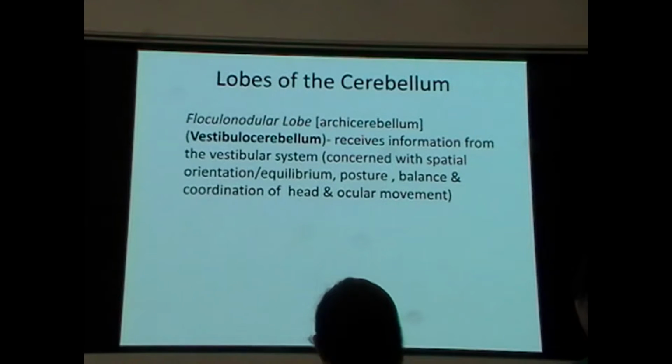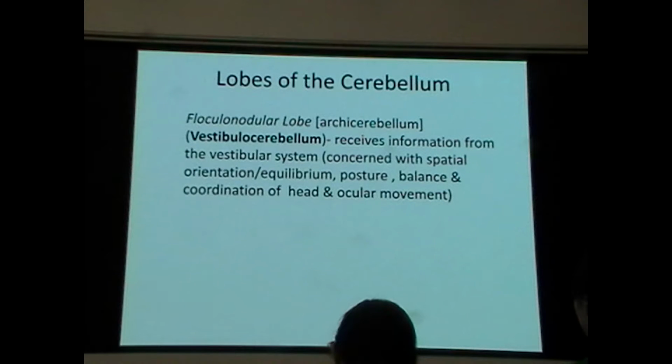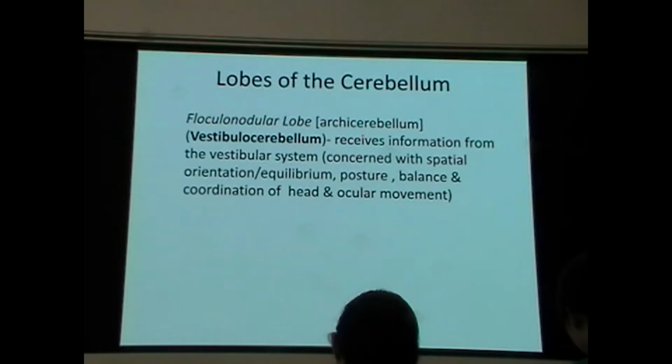Okay, follicular nodule. The archicerebellum is the vestibulocerebellum. It receives information from the vestibular system. These are the semicircular canals, saccule and utricle. Saccule and utricle are pretty much monitoring static posture. Okay, the semicircular canals are monitoring dynamic movement. They are oriented in three ways: either vertically, horizontally, or obliquely.